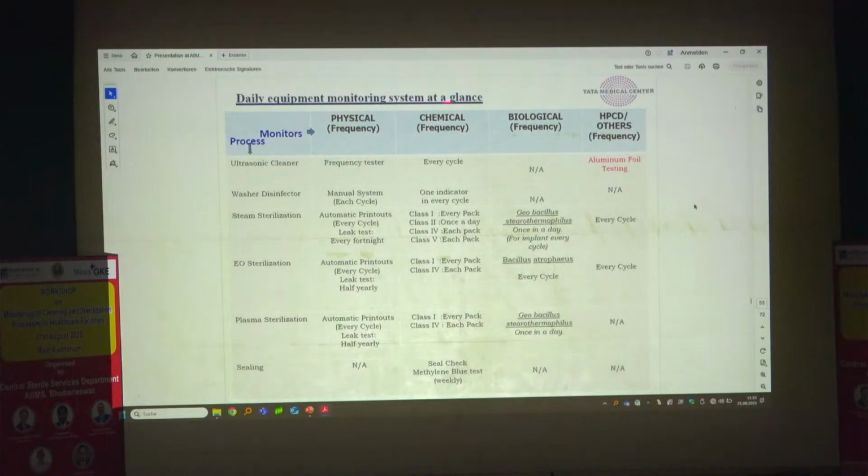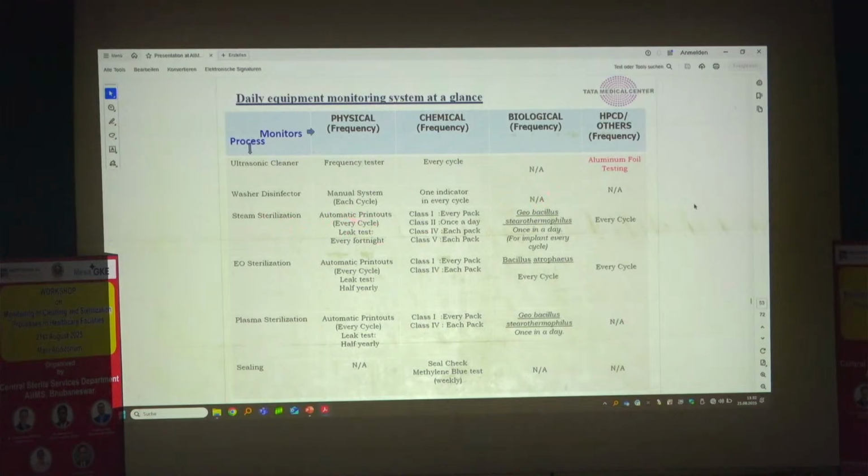This is our daily monitoring system. It is at a glance: ultrasonic cleaner, physical monitoring, chemical monitoring, biological monitoring actually not applicable, and the aluminum foil testing we are not practicing daily. Washer disinfector manual system, there is no physical printout. Chemical indicator, we are using; no biological indicator.